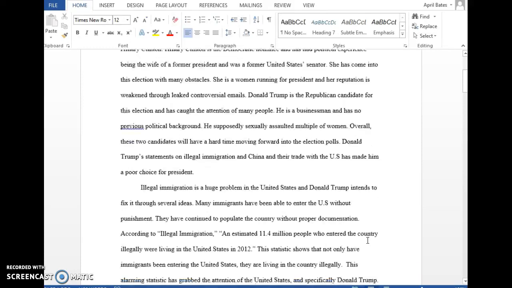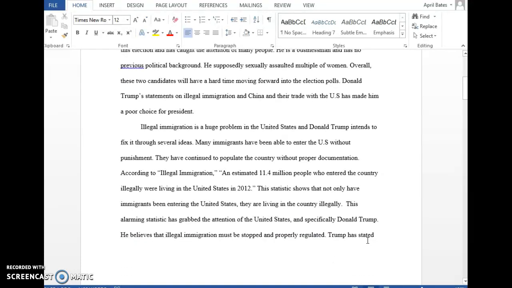Okay, so our first paragraph is going to be on illegal immigration. Notice it does have a topic sentence. Illegal immigration is a huge problem in the United States, and Donald Trump intends to fix it through several ideas. So notice the topic sentence tells me this paragraph is going to be about illegal immigration, and it's supporting the essay prompt about whether Donald Trump should be president or not based on his ideas.